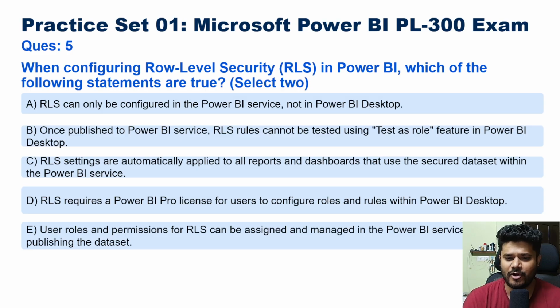RLS settings are automatically applied to all reports and dashboards that use the secure dataset within the Power BI service. RLS requires a Power BI Pro license for users to configure roles and rules within Power BI Desktop. User roles and permissions for RLS can be assigned and managed in Power BI service after publishing the dataset. So yeah, these are the five options. I'm going to pause for 10 seconds and you can think about which options are correct.